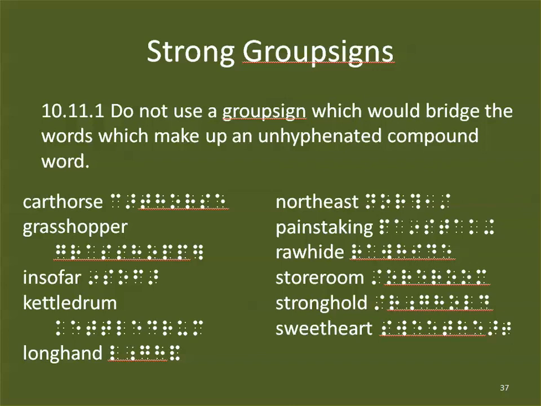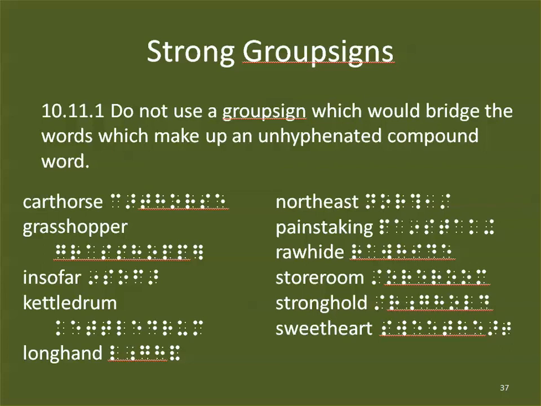We have grasshopper. We would not use the SH contraction. Insofar, we would not use the OF contraction because that bridges the words so and far. Kettle drum, we're not using ED. Longhand, we're not using GH. Northeast, we are not using THE.